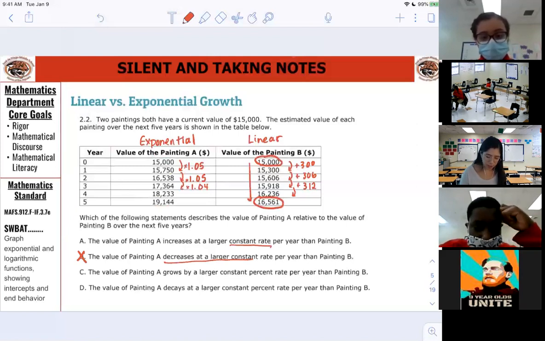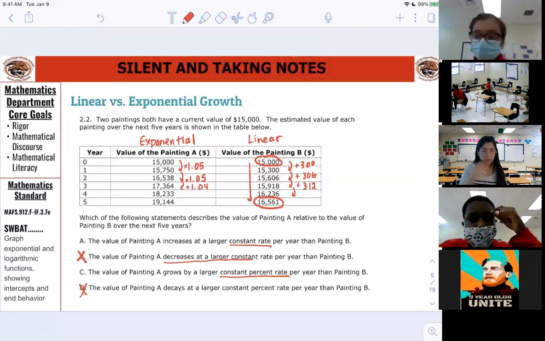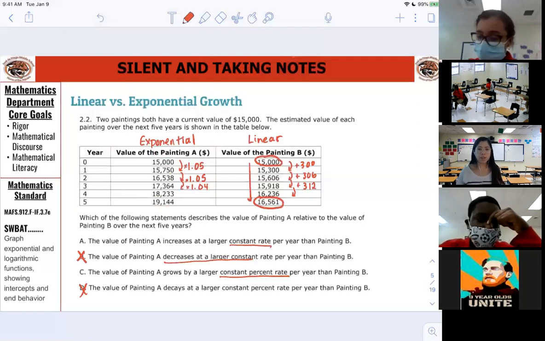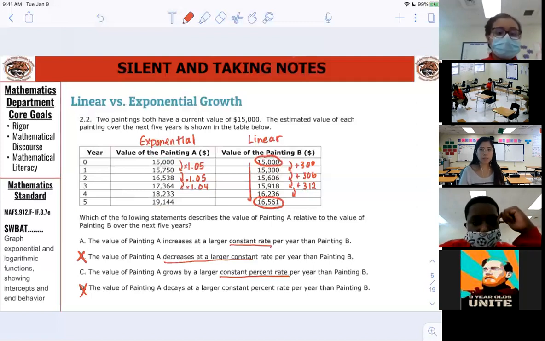C, the value of painting A grows by a larger constant percent rate than painting B. It might be that. Or D, the value of painting A decays at a larger. No, because we're not decaying, we're increasing. So is painting A increasing by a percent rate or a constant rate? Percent rate. So that's why C is our answer.